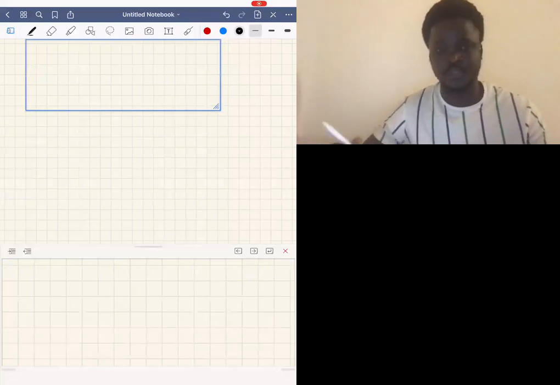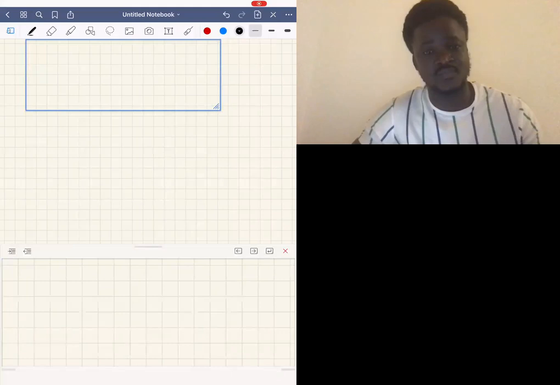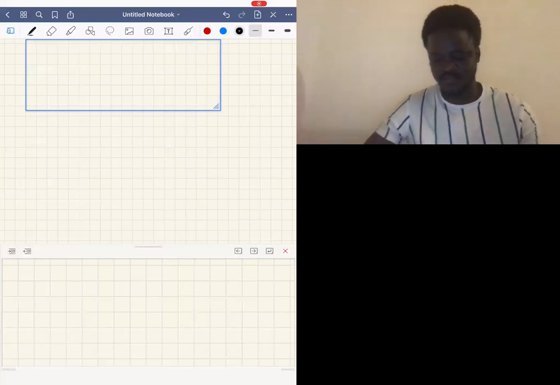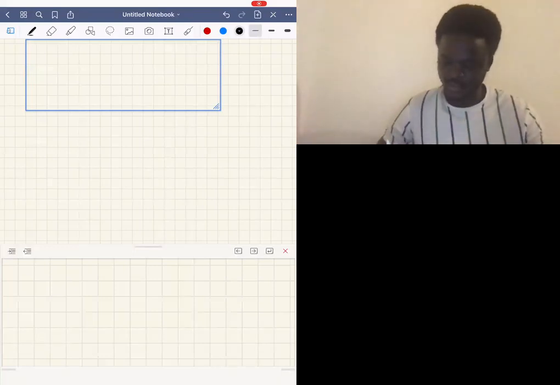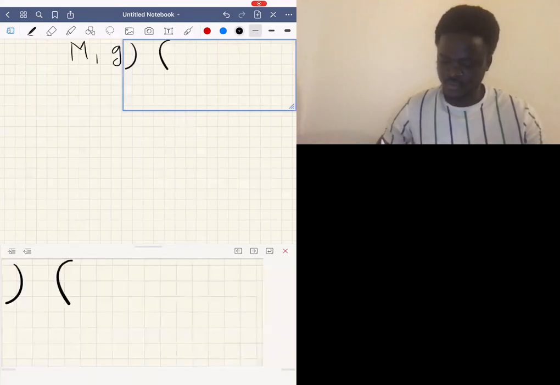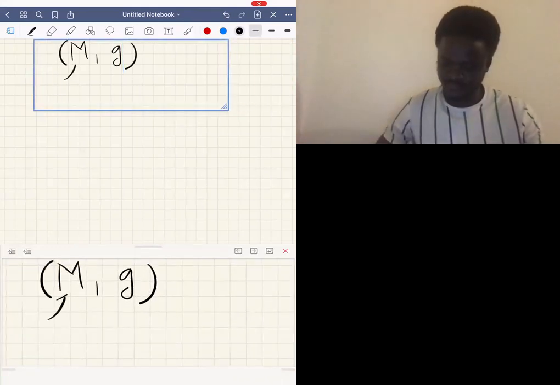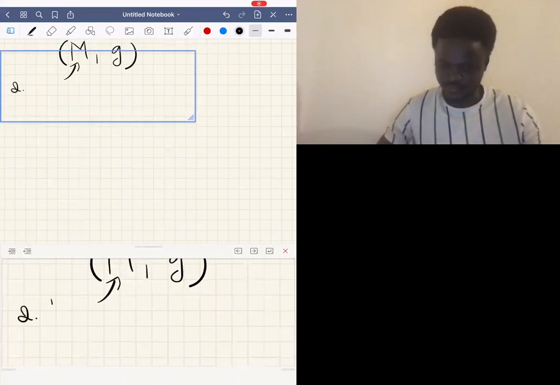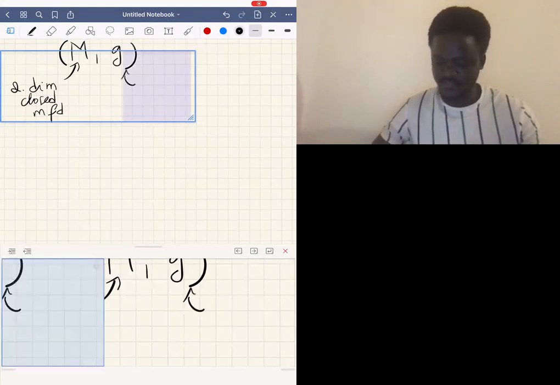So we'll be talking about closed geodesics on surfaces without conjugate points. Basically, we are interested in counting closed geodesics. As you see in the abstract, the Margulis estimate, that's what we look over. So during this talk, I will have M, G, where M here is a surface, a two-dimensional closed manifold, and G is a Riemannian metric.